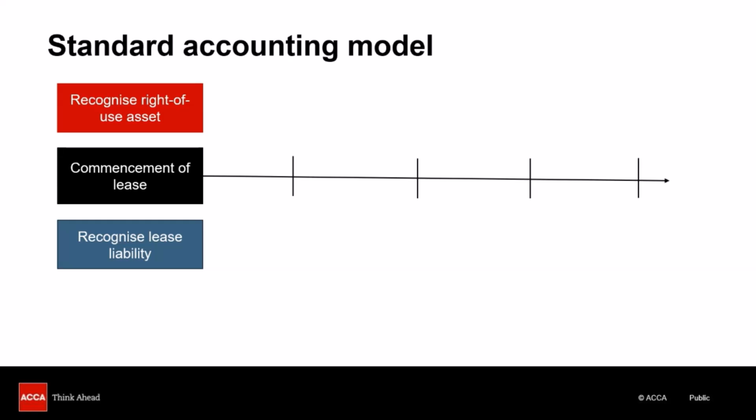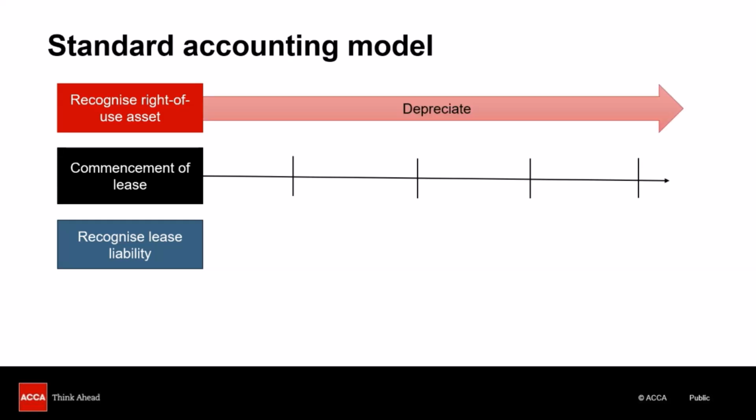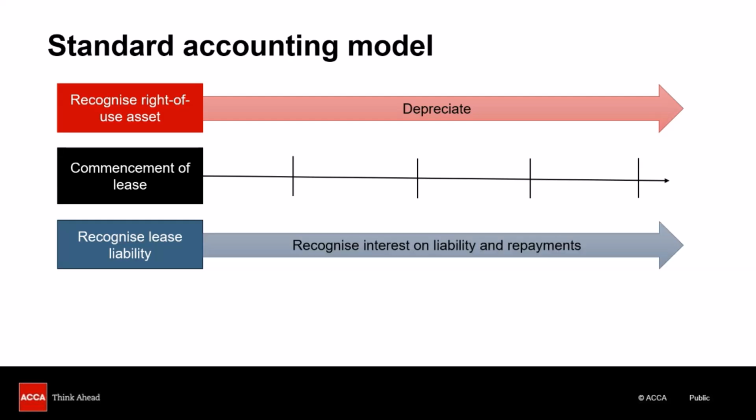So when we talk about the standard accounting model, there are going to be two different dimensions of accounting. One part of accounting is going to relate to the asset side of the lease, and the other part is going to relate to the liability side of the lease. When we talk about the right of use asset, on the very first day we are going to recognize it as a non-current asset, and then subsequently we are going to depreciate it like all other non-current assets.